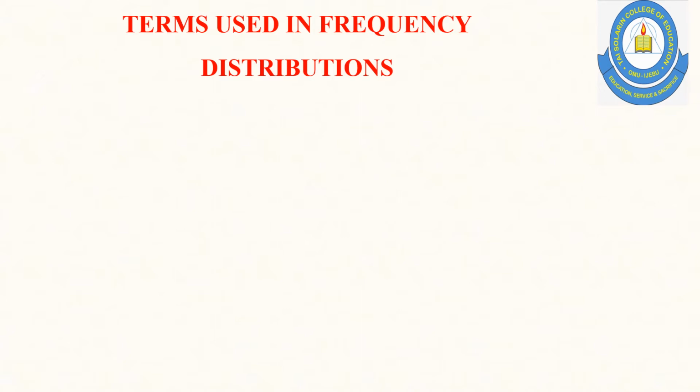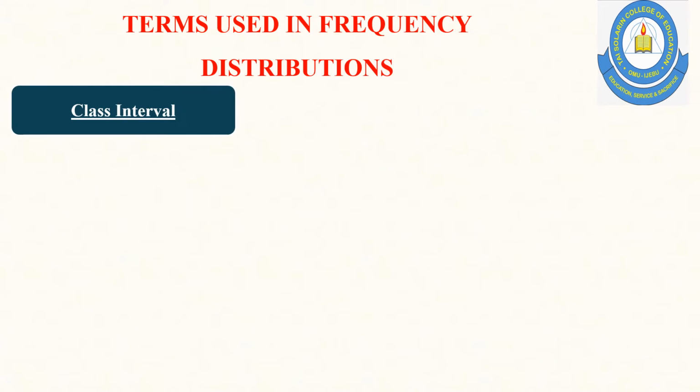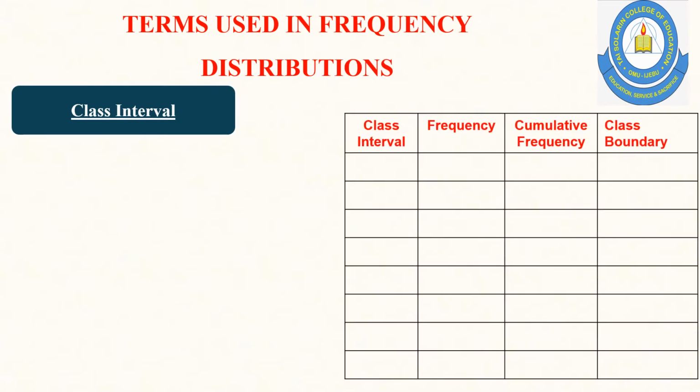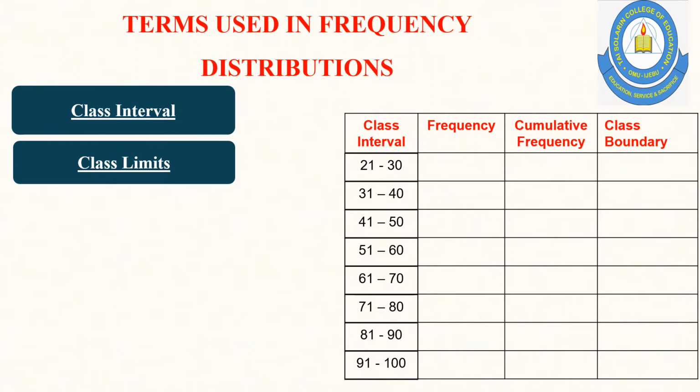Terms used in frequency distribution. 1. The class intervals. Let's look at this table here. The class interval is a symbol that defines a group. If you look at the table here, you have 21 to 30. The groups 21 to 30, 31 to 40, and so on are referred to as class intervals. Another one is the class limit. The class limit is the end number of the class interval. That is, the 21 and 30, 31 and 40, and so on are the class limits.